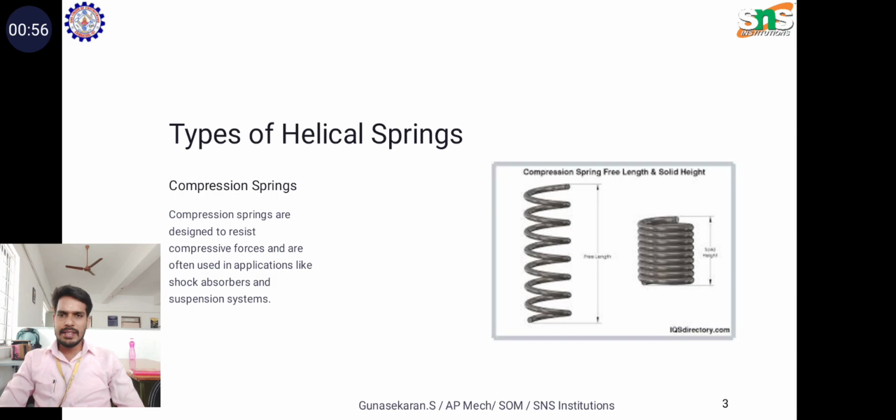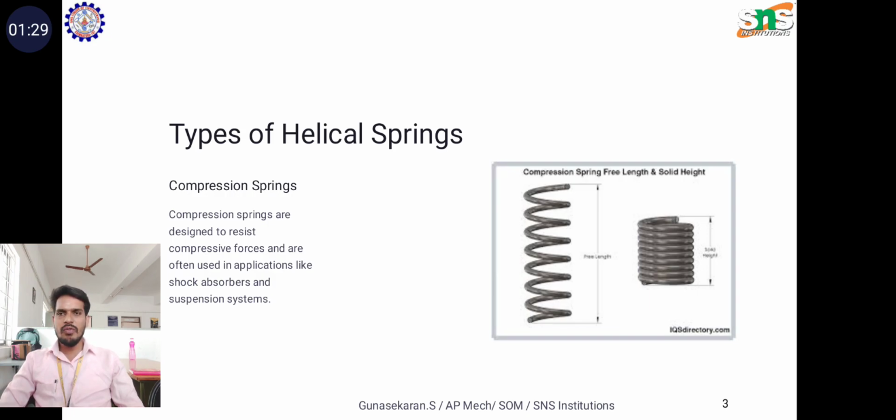Seeing the image, one is an extension spring, then another one is a compression spring. Okay, seeing the difference between these springs. Here, compression springs are helical springs designed to resist compressive force when applied axially. They are typically made from round wire and are widely used in various applications, where they provide linear resistance to applied forces.